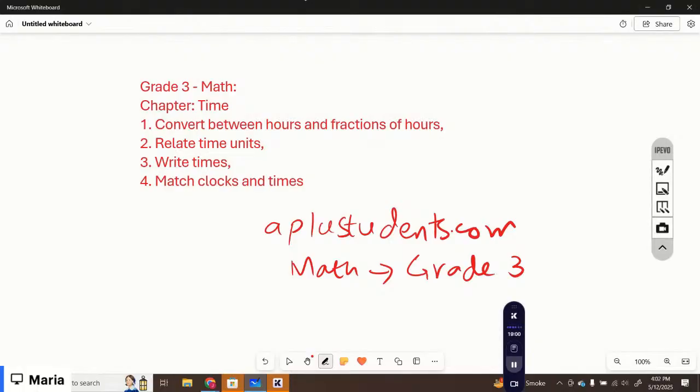We're going to start with the chapter time. The lessons we will cover today are convert between hours and fraction of hours, relate time units, write times, match clocks and times. So please make sure you have your notebook and pencil so that you can note down the important examples and definitions as well.